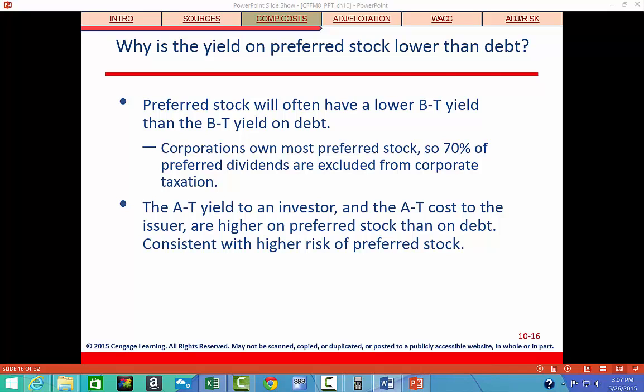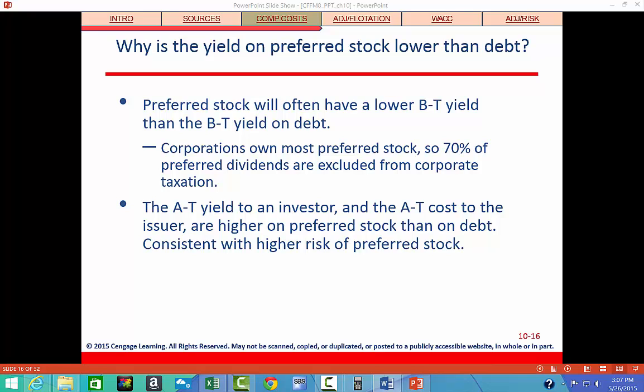So then why is the yield on preferred stock lower than debt? Well, the corporate investors own most preferred stock. So companies own preferred stock of other companies. And 70% of preferred dividends that are received by corporations are non-taxable. So they get this special deal.